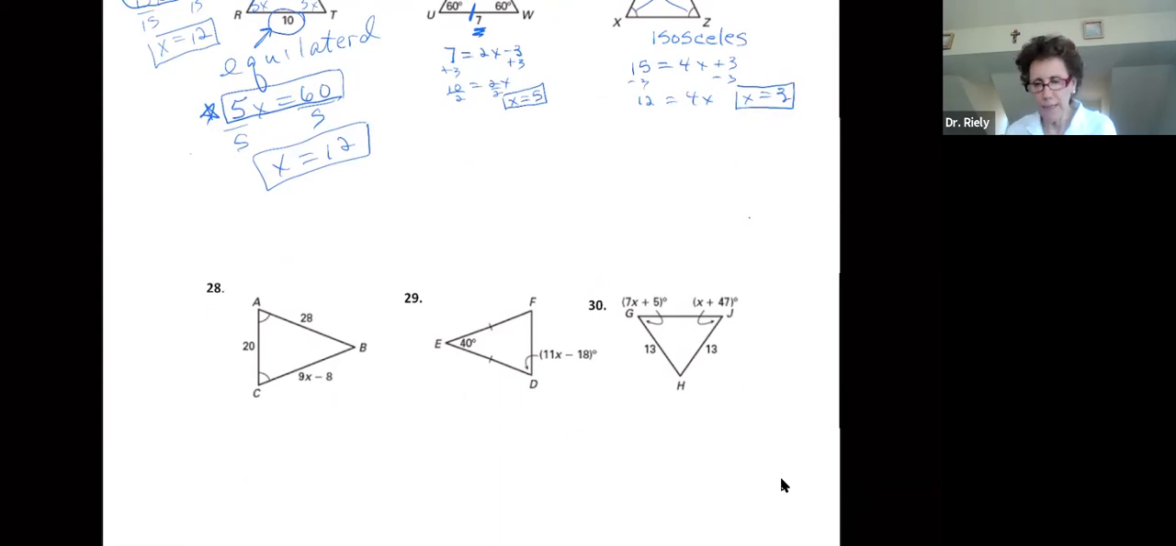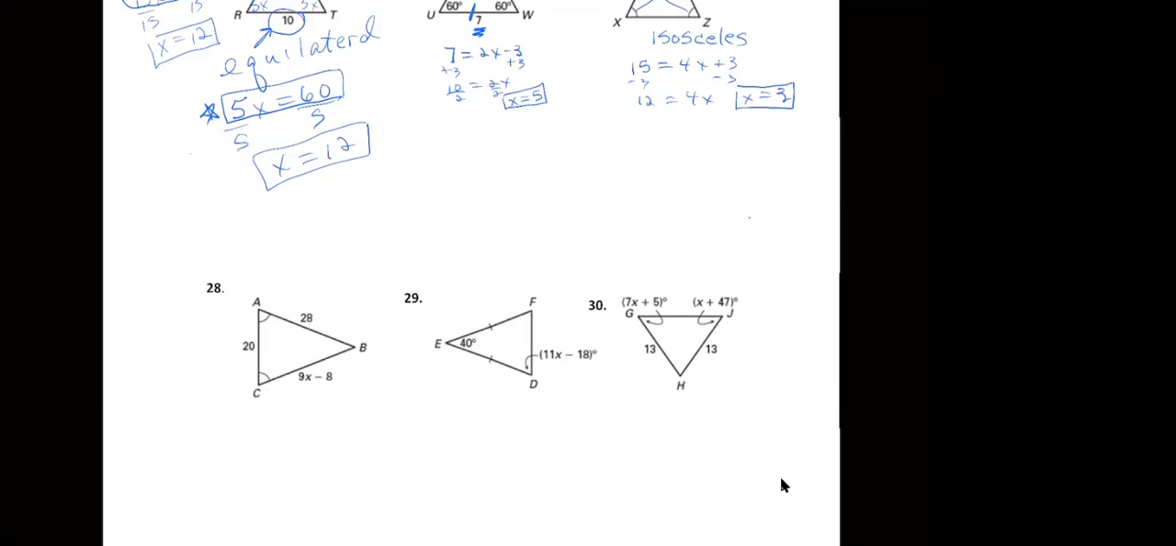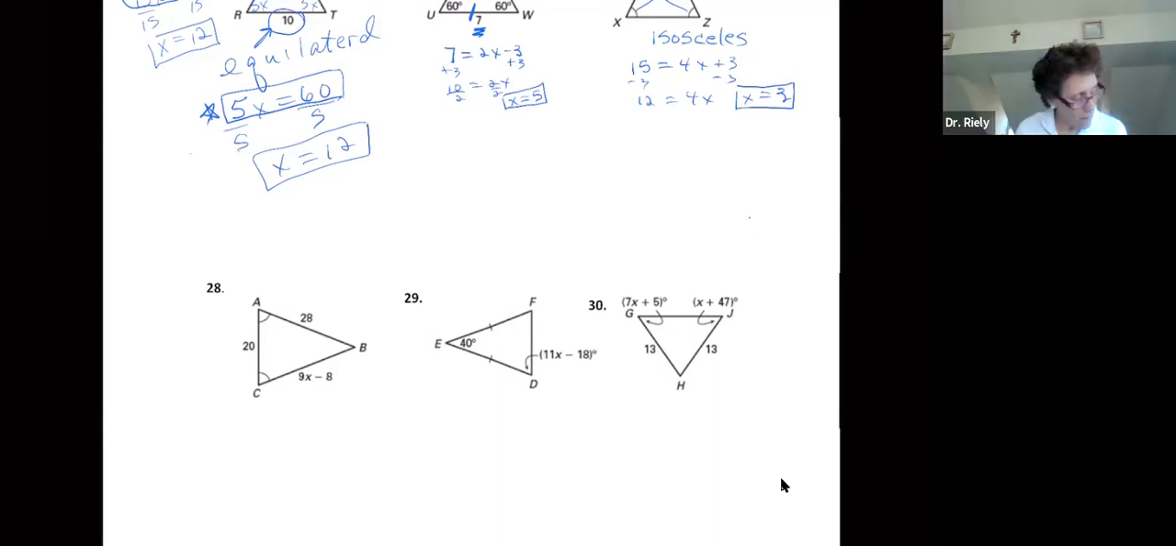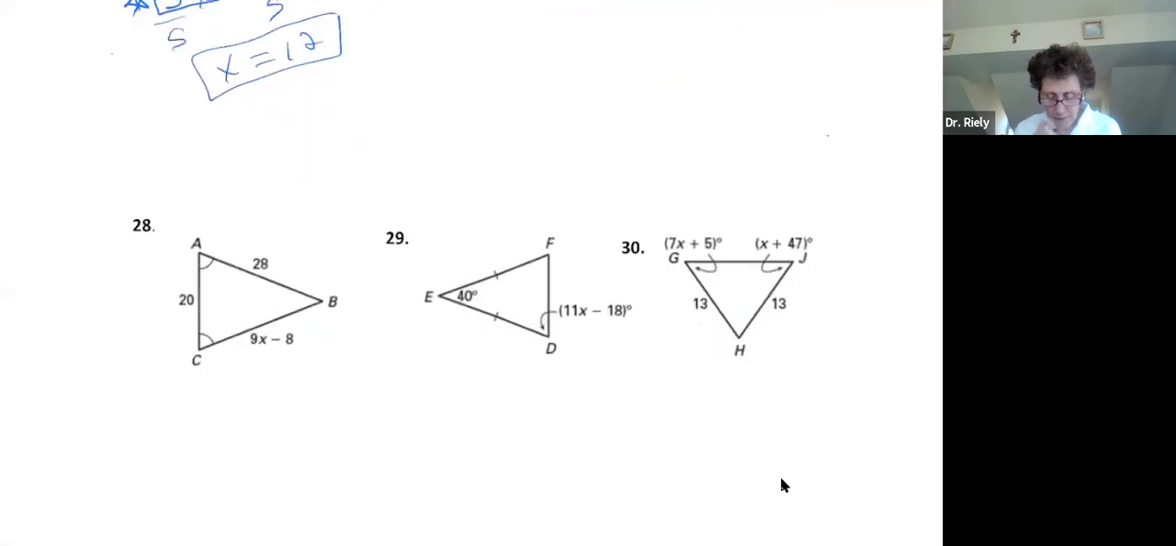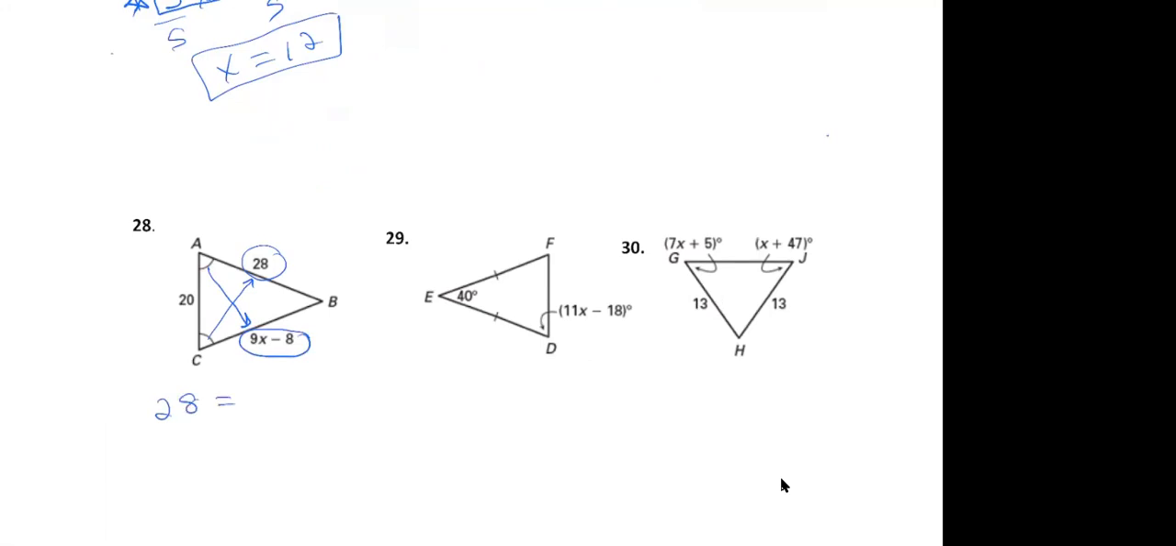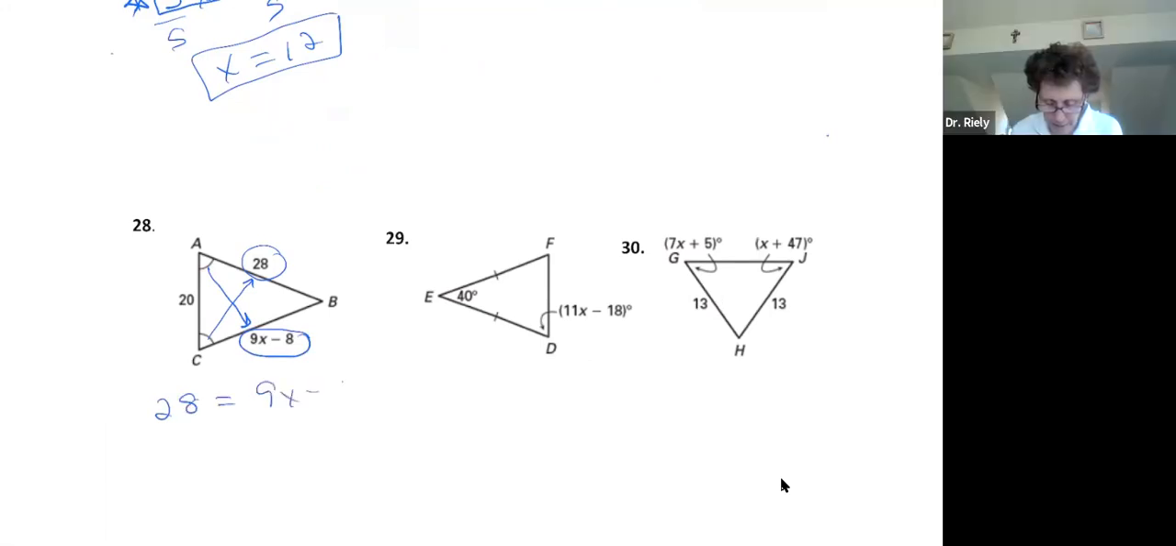So what's your strategy for 28? I think I did this wrong because my problem setup was incorrect when I tried to calculate it. I got not x equals 9. What things are you setting equal? What are you noticing? Do you see that this has to equal this? So these two are equal, because it's an isosceles triangle. Yeah. So 28 equals 9x minus 8.